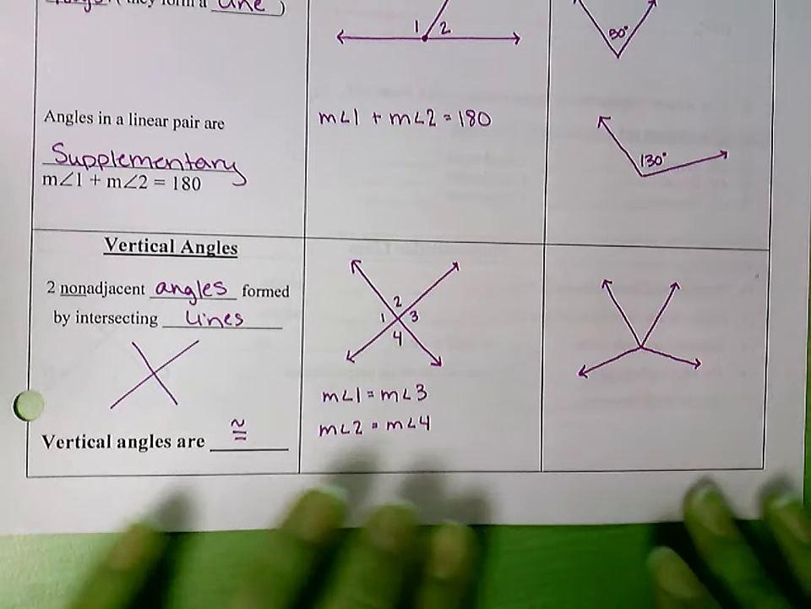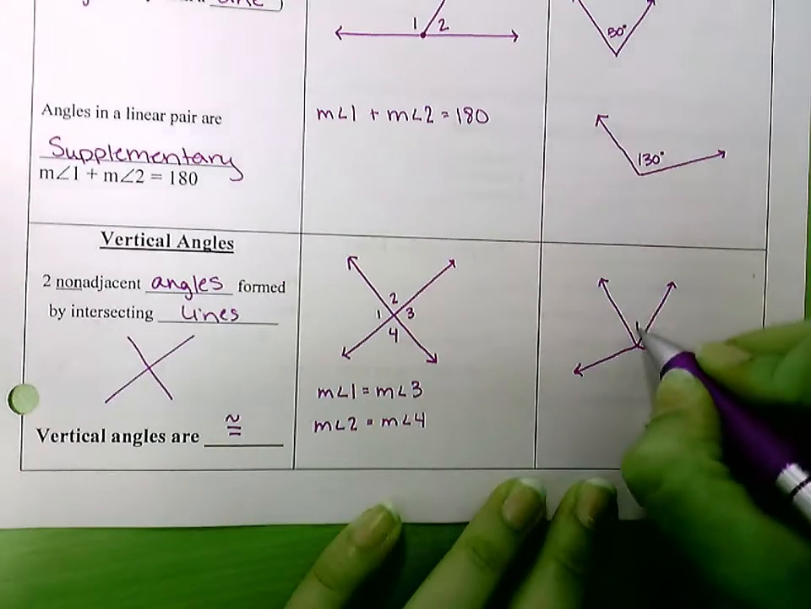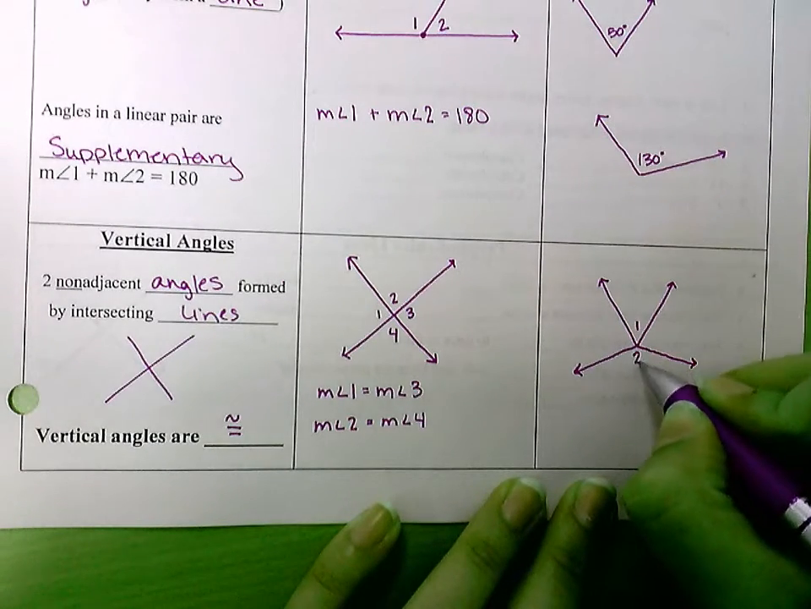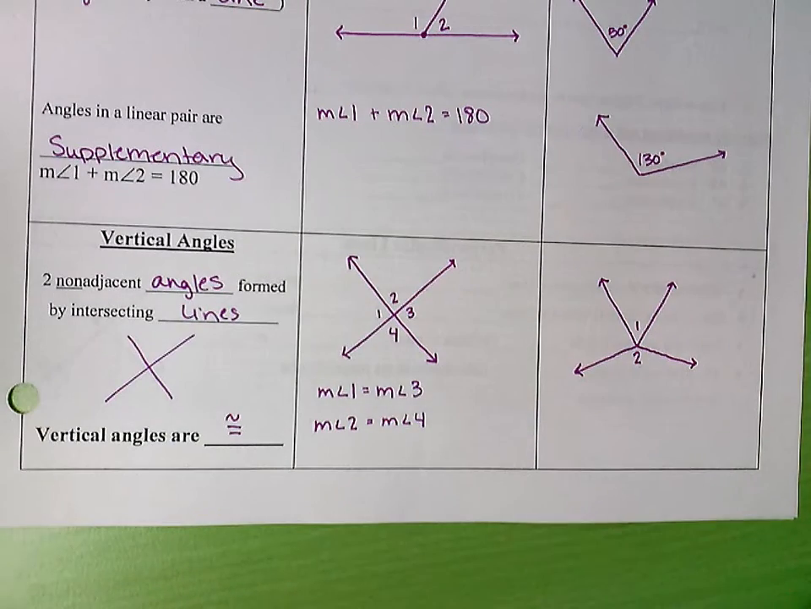So if I look at this angle here and this angle here, those angles appear to be across from each other, right? But they're not made up by two intersecting lines, so they're not considered vertical angles. Just because an angle is across from another doesn't always mean it's vertical or equal. It has to be made by two intersecting lines.